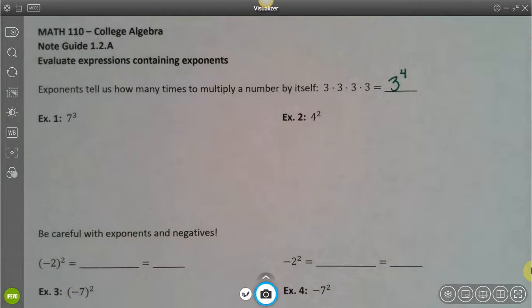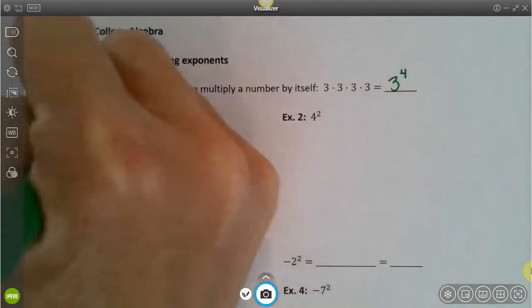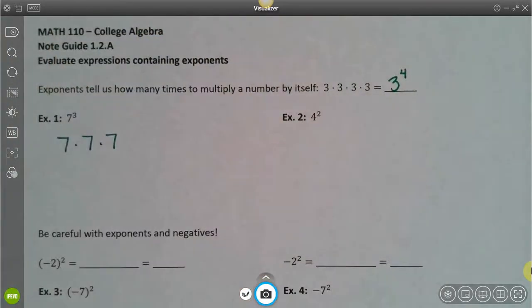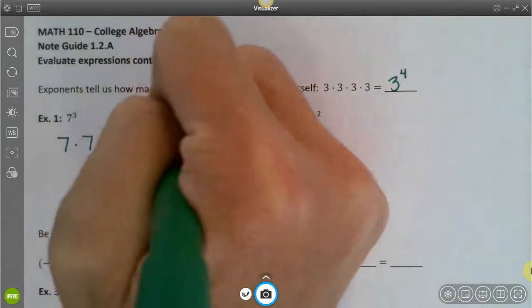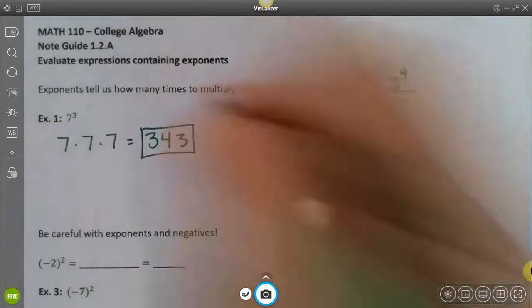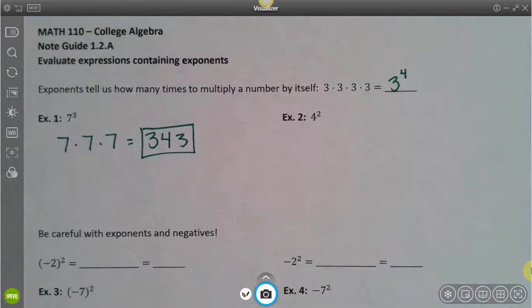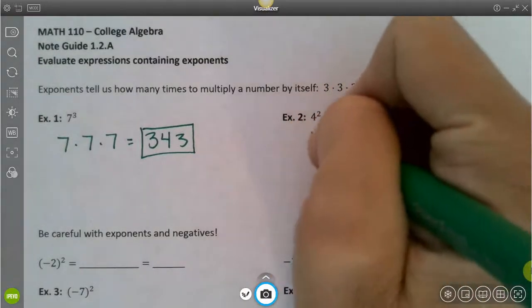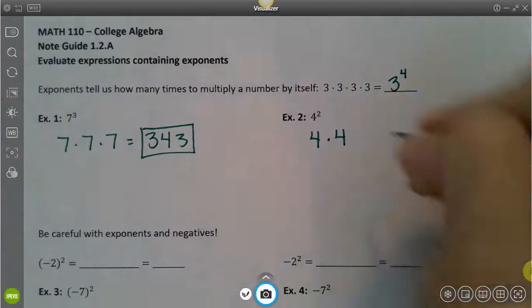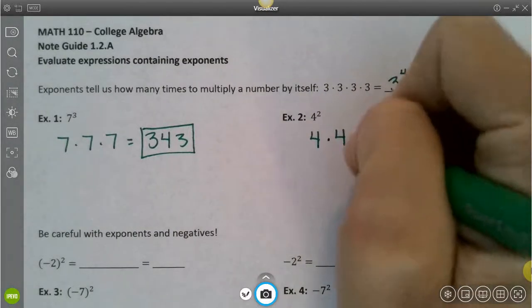So 7 to the 3rd means to do 7 times 7 times 7, 3 sevens. And then that is equal to 343 once we actually multiply that out. 4 squared, or 4 to the 2nd, means to do 4 times 4, 4 times itself, which is 16.